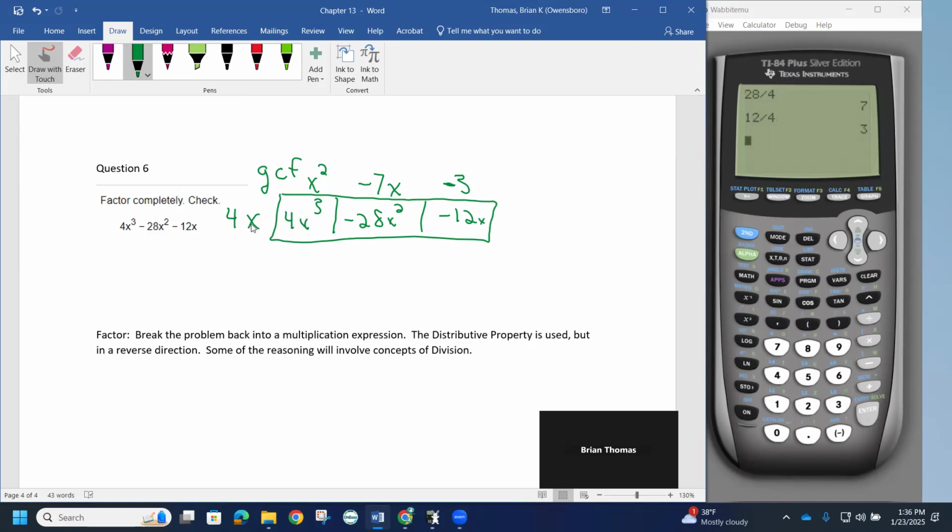So what we have then is the 4x is one of our factors. And then this x squared minus the 7x minus this 3 becomes the other factor. So that would be the factorization of that trinomial.